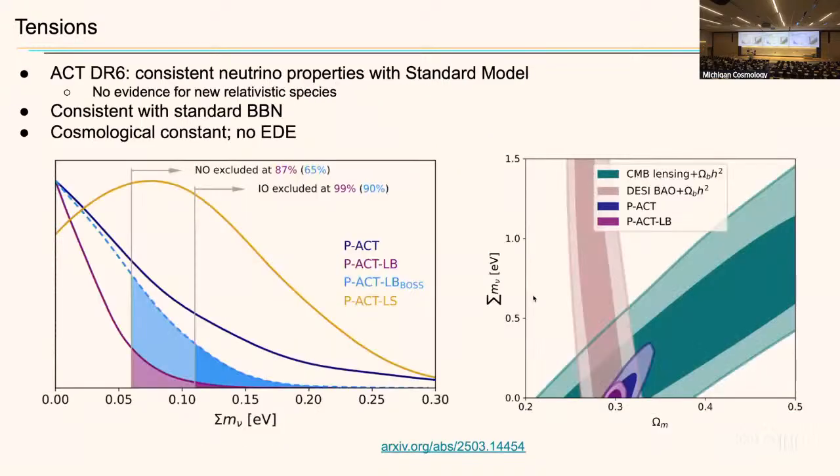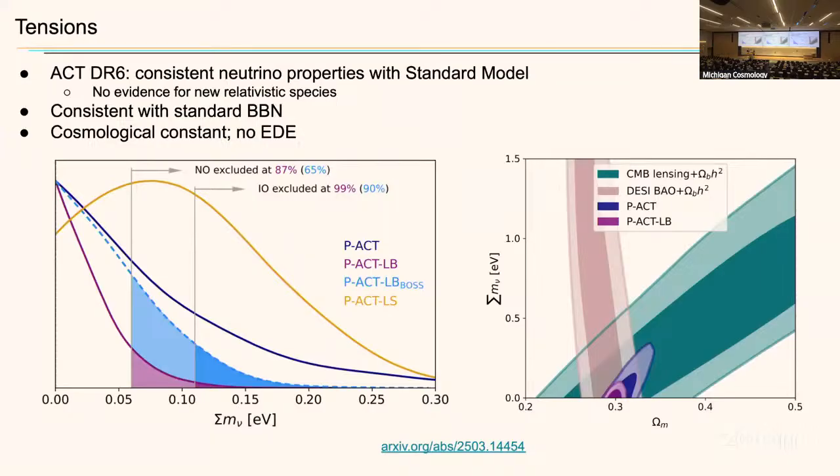Another thing we were interested in studying is neutrino mass and neutrino mass ordering. The normal ordering, expressed as NO here, and the inverted hierarchy, IO, inverted ordering. We are still seeing consistency with there being 3 neutrinos. We're not seeing evidence for new relativistic species yet.